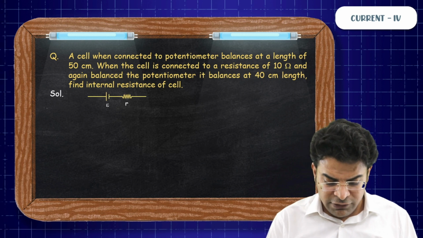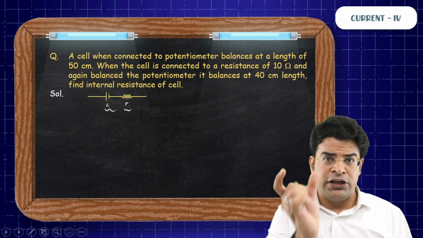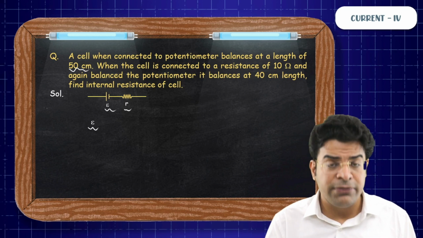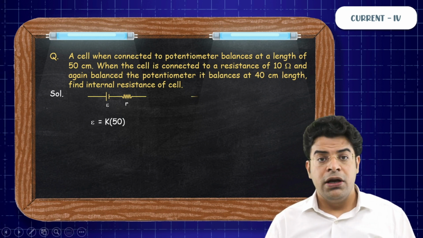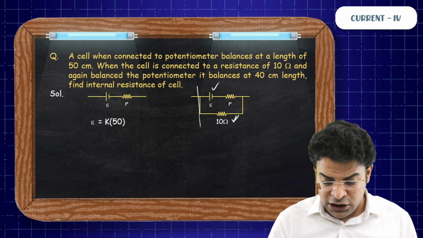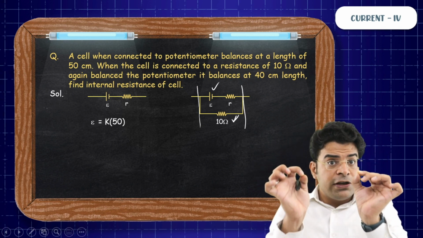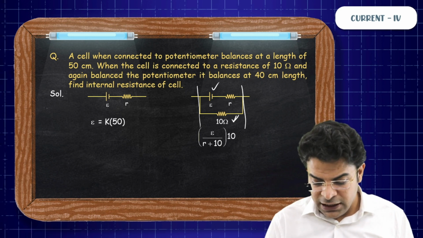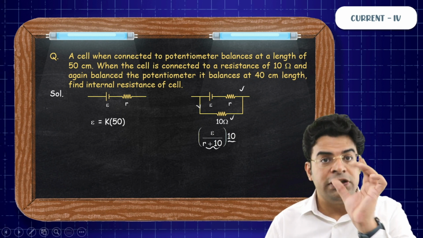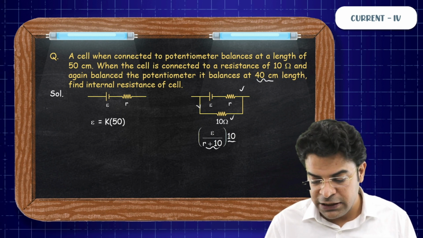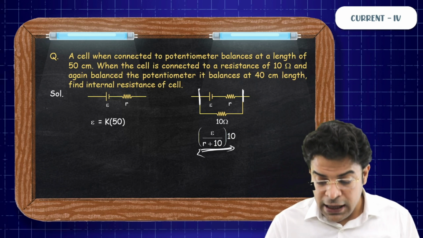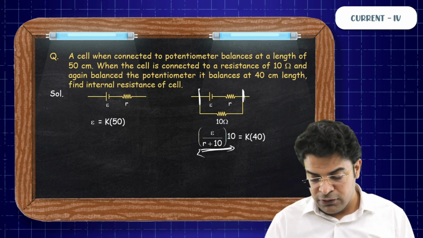So here you will say that when you balance the cell across the potentiometer wire, the EMF of the cell is balanced across a length of 50 centimeter. So EMF has to be K into 50. Now when you connect this cell with a known resistance of 10 ohm, the potential drop across the cell will be the same as the potential drop across this 10 ohm. So the current in the loop will be E upon (10 plus R), multiplied by the known resistance 10, and this gets balanced at 40 centimeter of length. So this potential drop across the 10 ohm, which is the same as the potential drop across this cell, comes out to be equal to K into 40.